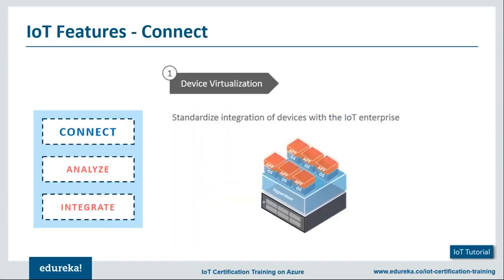Now, the first stage of connect is device virtualization, because what you need to first do is standardize the integration of the device to the enterprise platform which is present on the cloud. Okay, now it could be present on a cloud, it could be present on a server, but again, it's all going to be connected through the internet. So what I need to do is ensure that a certain level of standard is present on the device so that it can connect to my Internet of Things platform.